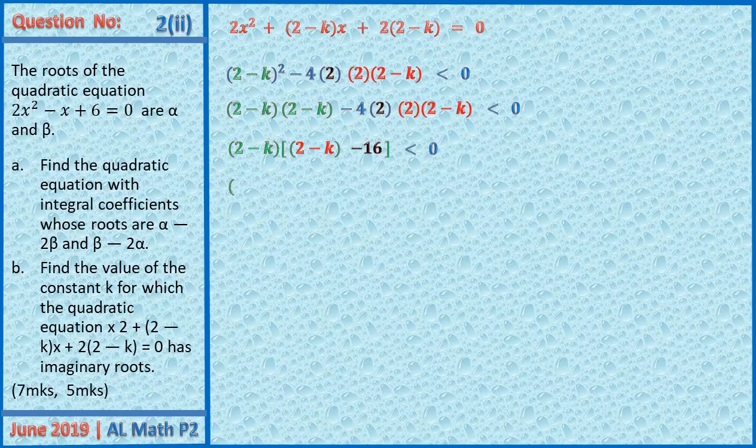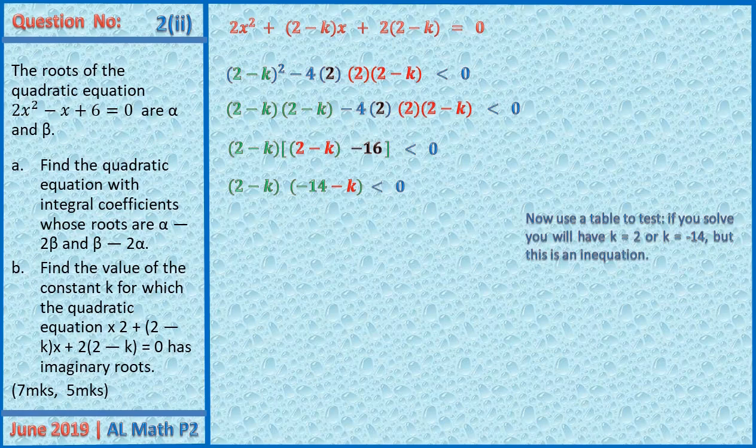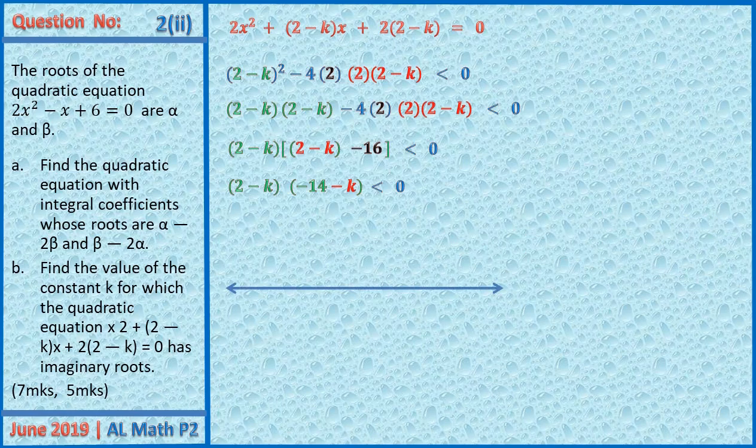And when you further simplify, you will have (2 minus k) into (minus 14 minus k) should be strictly less than 0. Now the roots will actually give us k to be 2 and k to be minus 14. But this is not an equation. It is an inequation or an inequality. So the solution is a range of values. You can actually use a table, but here I'm using the number line directly.